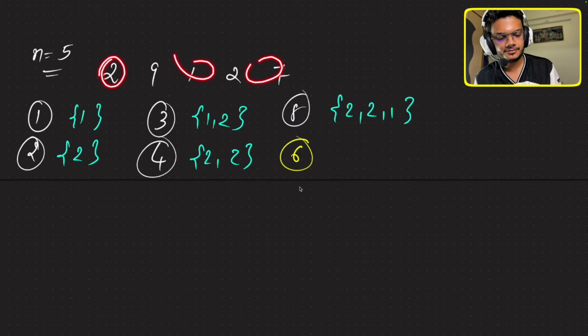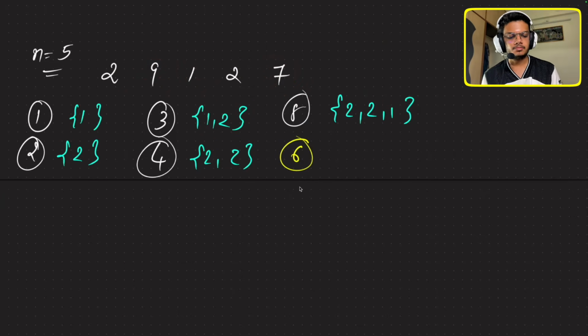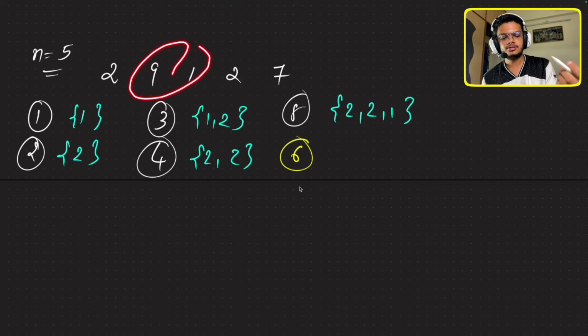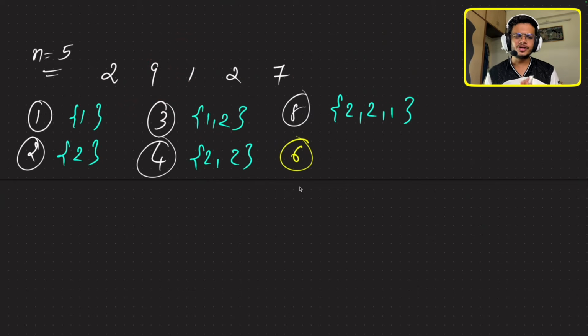You can create 5, and then you can create 7. You can maybe create 8, and then you can create 9 as well. Maybe after that we can create 10, so on and so forth, but you cannot create 6. There is no way to create 6. So this is your answer. This is what you have to output.